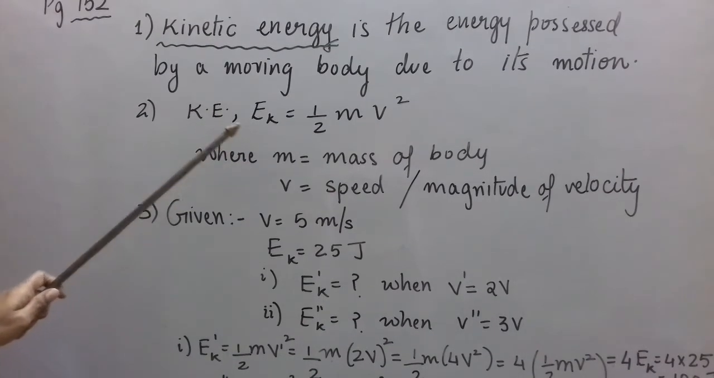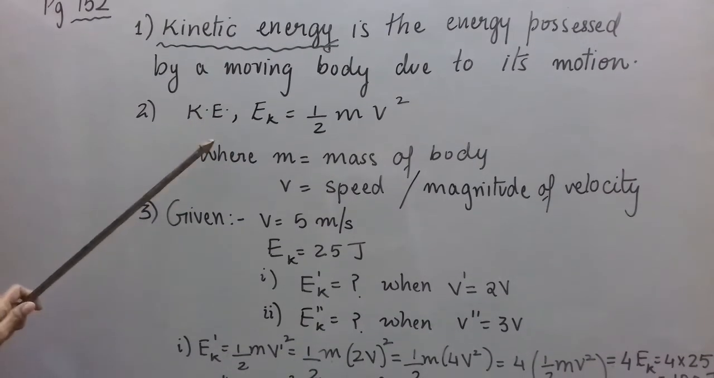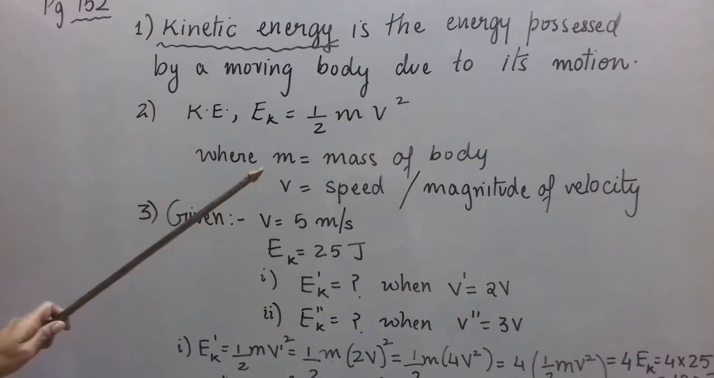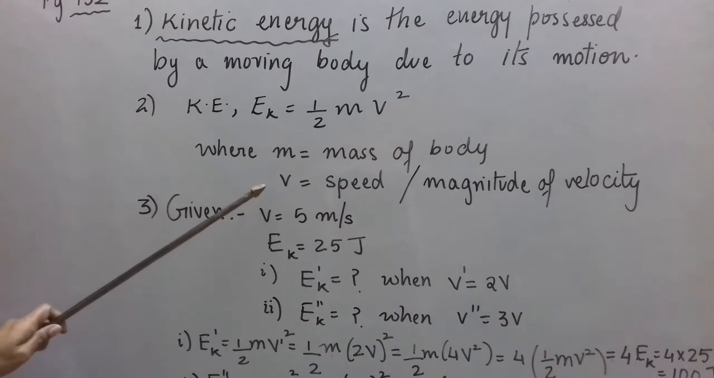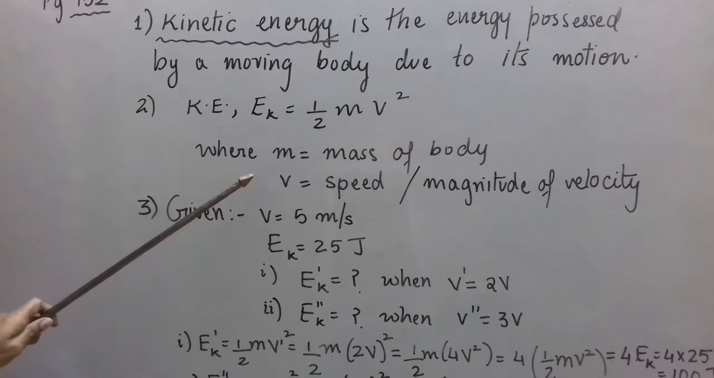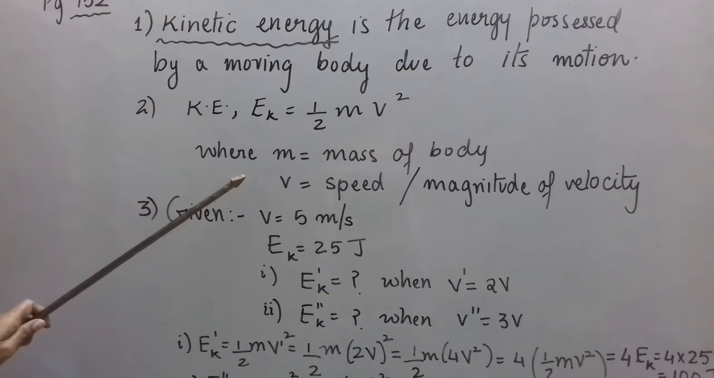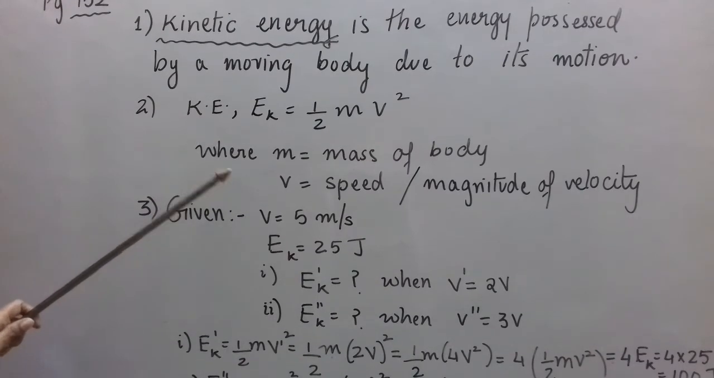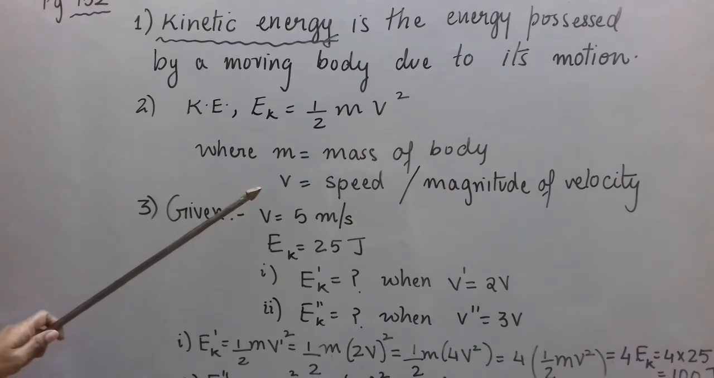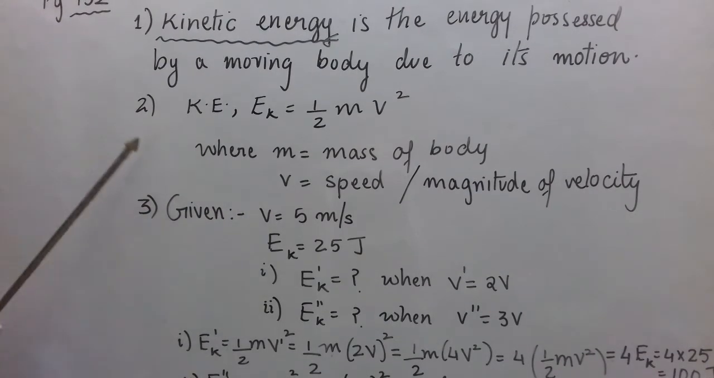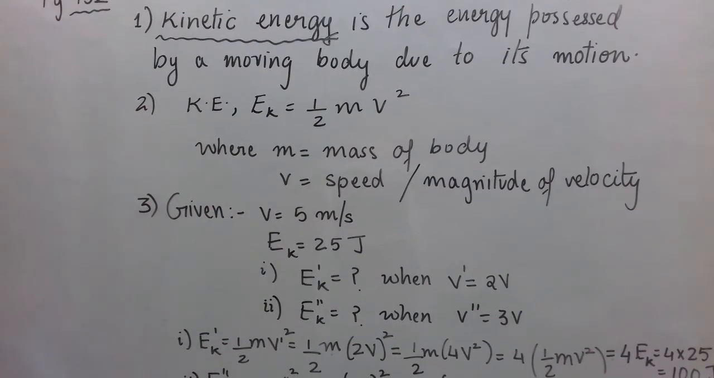So we can write Ek is half mv square, where Ek is kinetic energy, m is mass of the body and v is speed or magnitude of velocity. As we know in our syllabus, unless specified, we are considering that the body is always moving in a straight line. So in that case speed or magnitude of velocity will mean the same thing. They are equal. Okay. So I hope this is also clear.